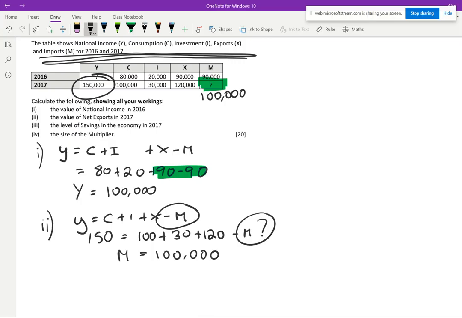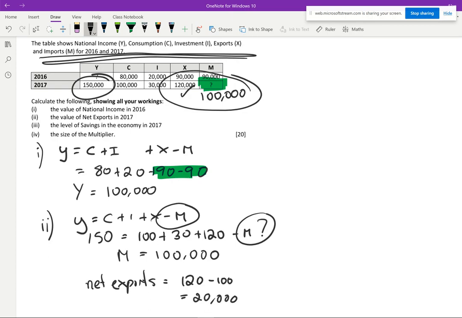Now, it doesn't ask us for M, though, actually. It asks us for the value of net exports. And the value of net exports is your total exports minus your total imports. Because, again, we want to find out how much money is staying in the country. So your net exports is equal to this one here, 120 minus 100, which is 20,000. Job done. Okay, I think that's the answer. Yeah, it is.